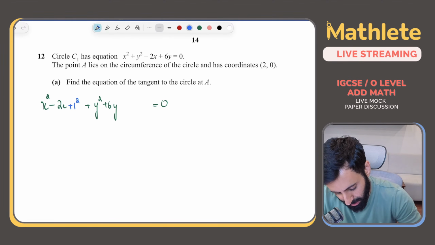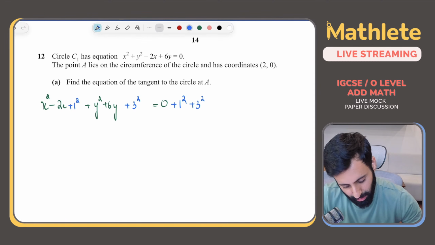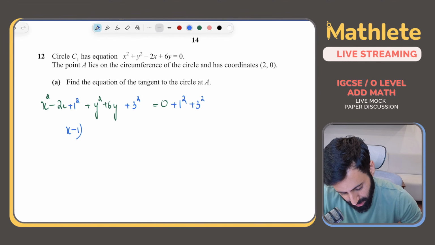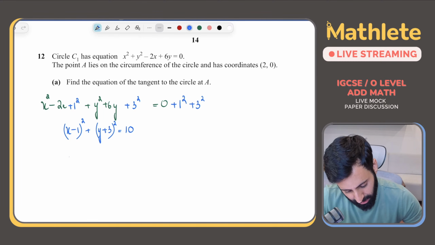So we'll have to do a plus 1 square on the left, so plus 1 square on the right. We'll have to do a plus 3 square on the left, so plus 3 square on the right. So this now becomes x minus 1 the whole thing squared plus y plus 3 the whole thing squared equals to 3 square, that's 9. 9 plus 1 is equals to 10. So that means the coordinates of the center are 1, minus 3.